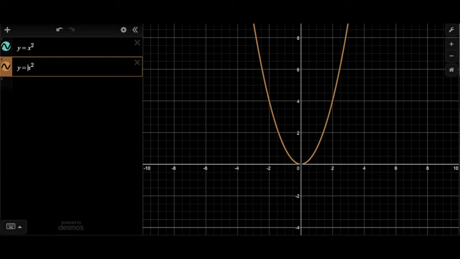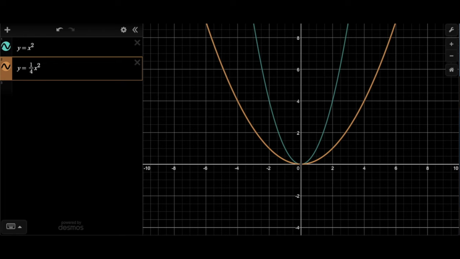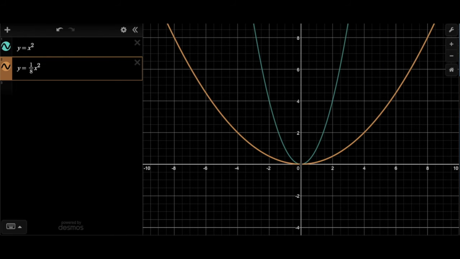If I make that a half, 1/2, it's gotten wider. So if it's less than 1, the parabolic shape widens. Make it a quarter, it's even wider. Make it an eighth, it's even wider. The further from 1 it is.